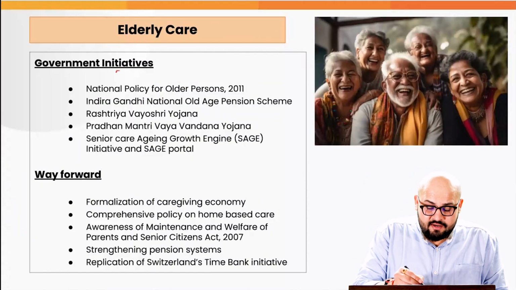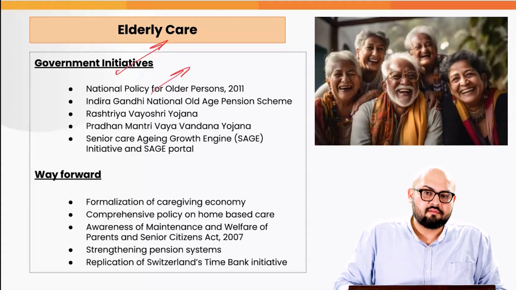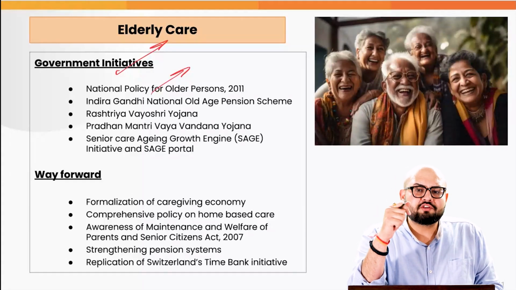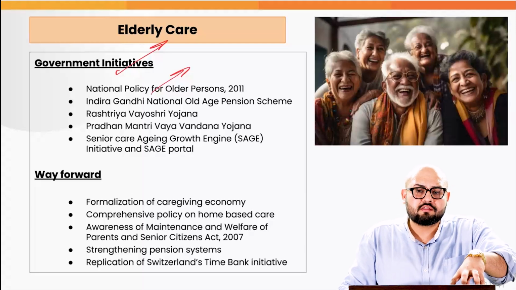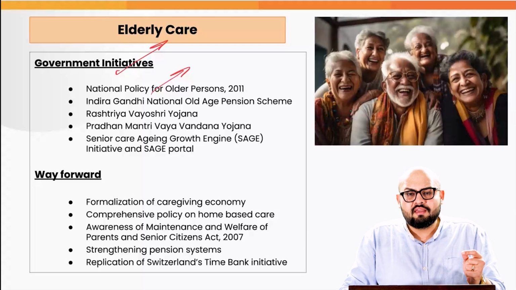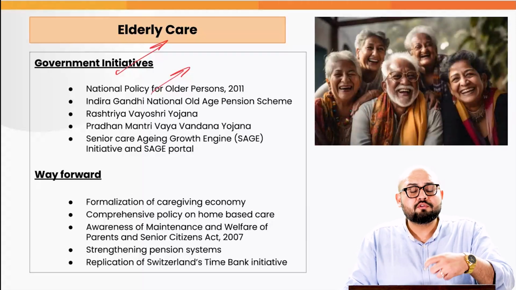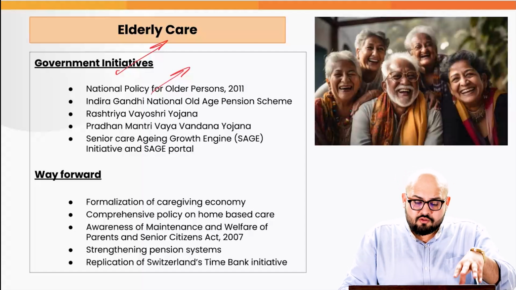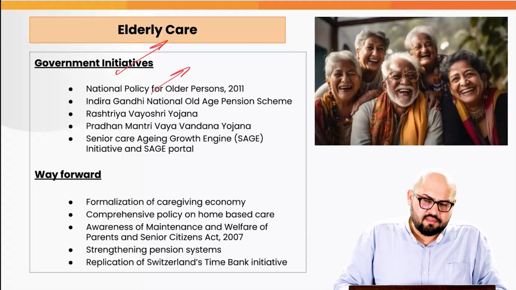Now, what have been the government initiatives for elderly care? The very first is the National Policy for Older Persons 2011. Now, this primarily emphasizes three aspects. The first aspect is it tries to make sure that the young population invests substantially so that they have adequate resources once they reach the age of senior citizens. Second is it tries to make sure that different non-governmental organizations, NGOs, also come forward and contribute to the overall well-being of the older people. Third aspect is it tries to make sure that the government comes up with new policies and missions for the overall well-being of the older people.